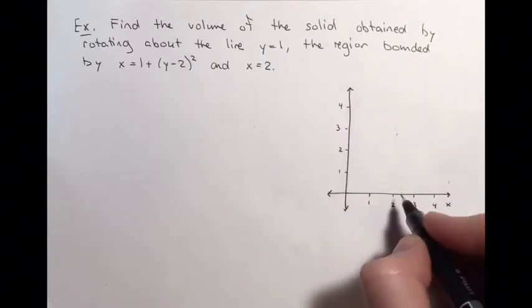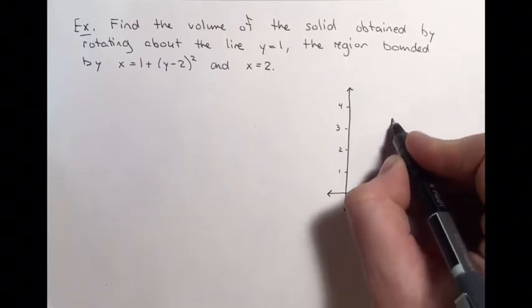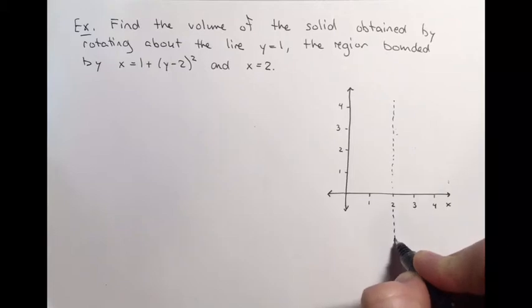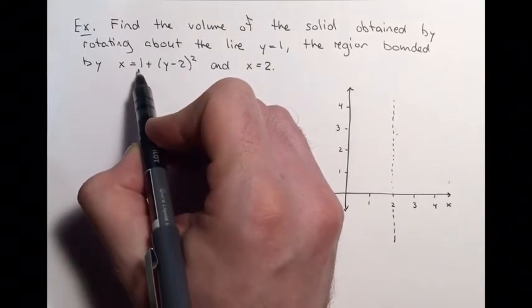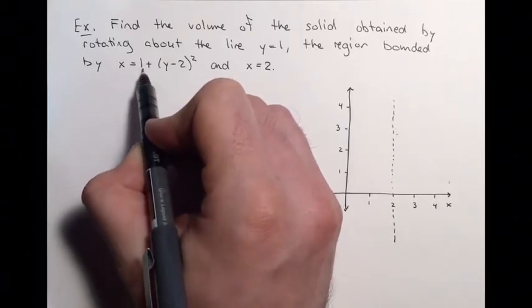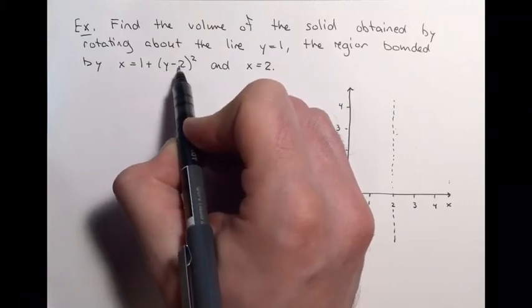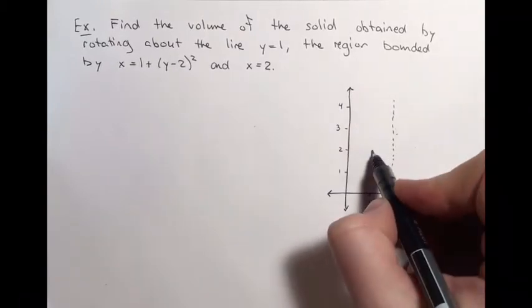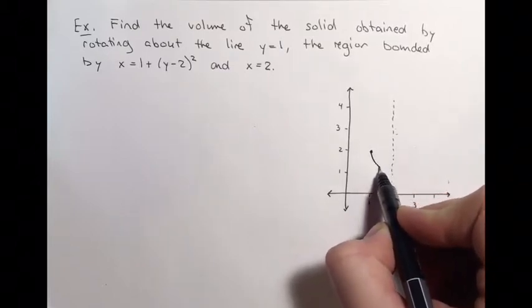So the line x equal to 2 is a vertical line. It's going to look something like this. And we have this parabola. Now this parabola has been shifted to the right by 1 unit. All of our x values have been increased by 1, and then this is going to shift it 2 units up. So we end up with a parabola that looks like this.